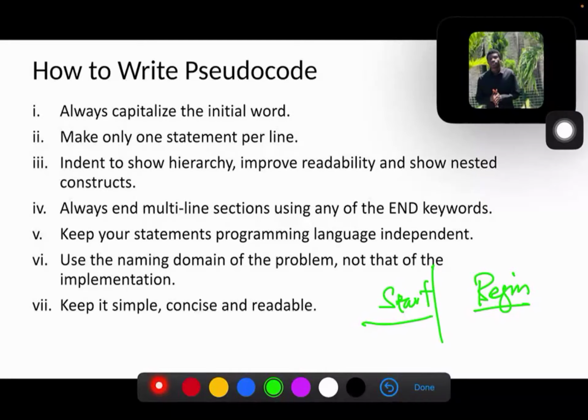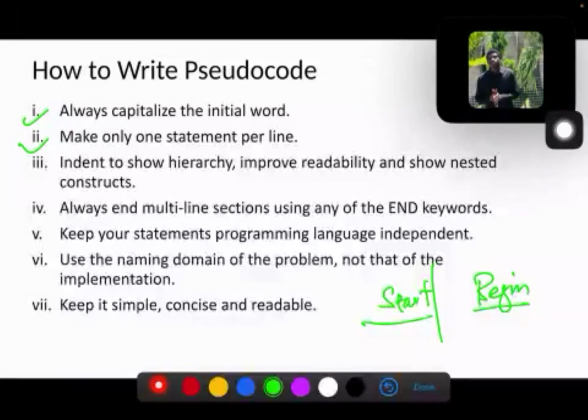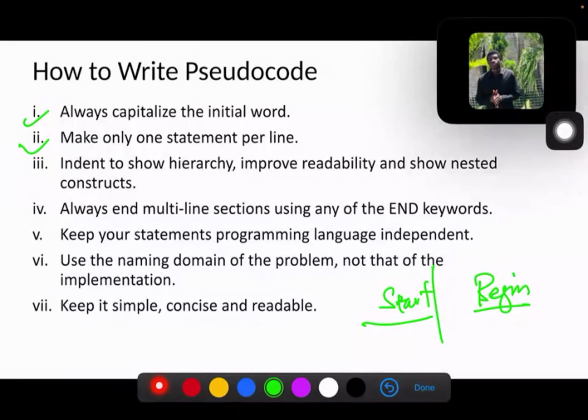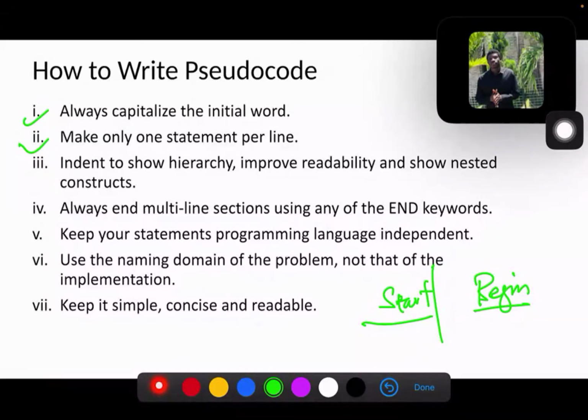Number one, always capitalize the initial word. It's important to make sure that people can identify what the starting word is. Number two, make only one sentence per line. In pseudocode, we don't write English grammar paragraphs. We just write one sentence per line, and the sentence has to be code-like. It cannot be pure English-like statements, where you can clearly see that the person is writing an essay. No, you cannot write that in pseudocode. So we advise that you rather use one statement per line.